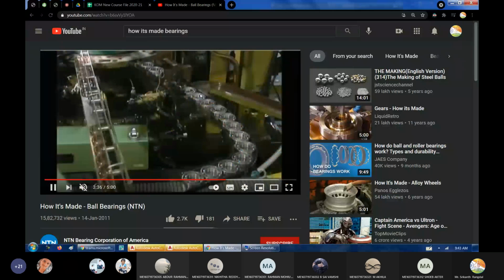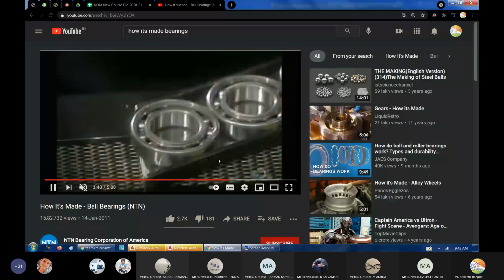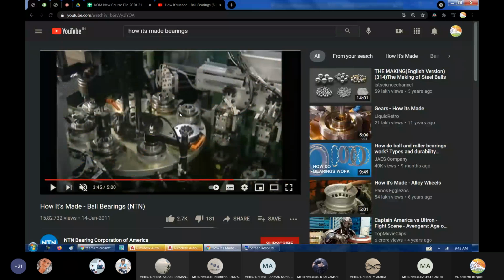And there will be a fixed angle between any two adjacent stations. So this is the table that I was talking about. And you can see there are how many stations here? 1, 2, 3, 4, 5, 6, 7, 8. So there are a total of 8 stations.